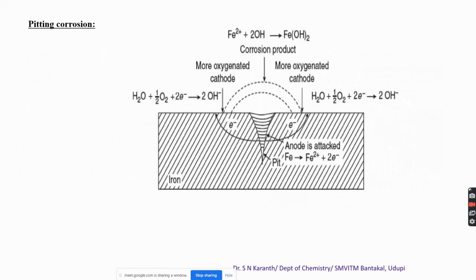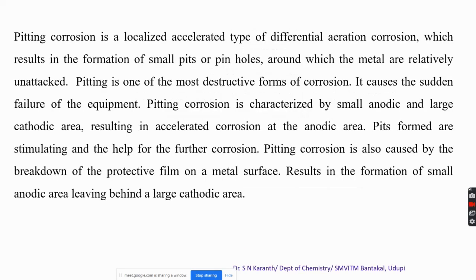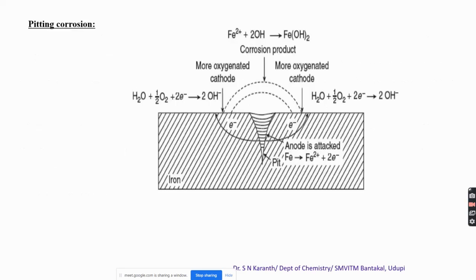We can observe the pictorial representation. Due to some reason, some small pits, or even during manufacturing itself, some pits or pinholes or a cavity are created in the metal. At that time, if it is continuously exposed to the atmosphere, then the oxygen in that area is usually less compared.